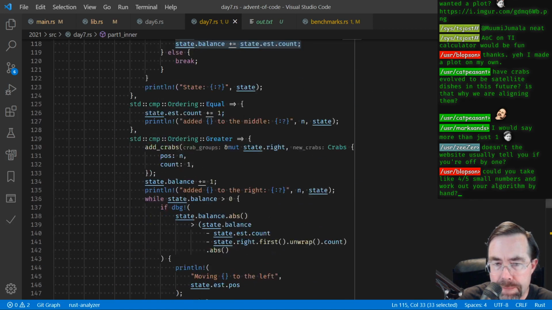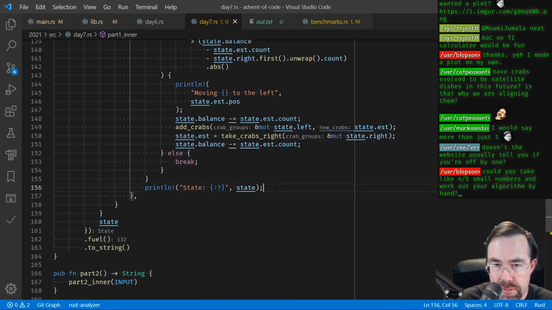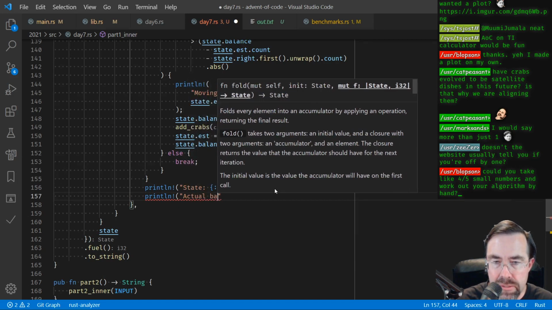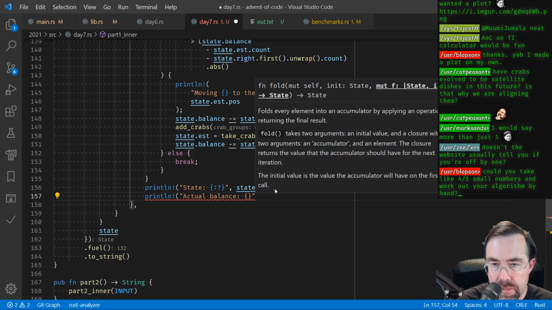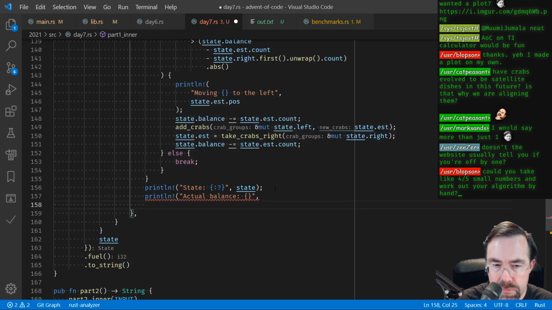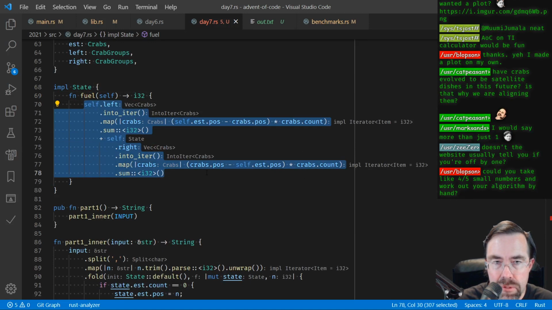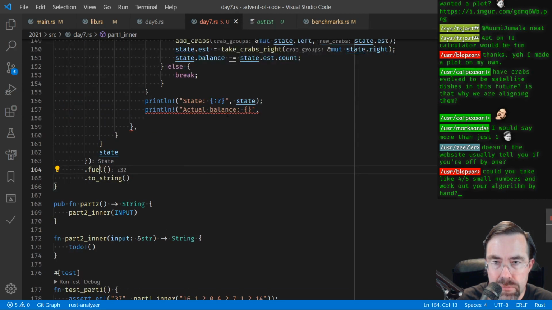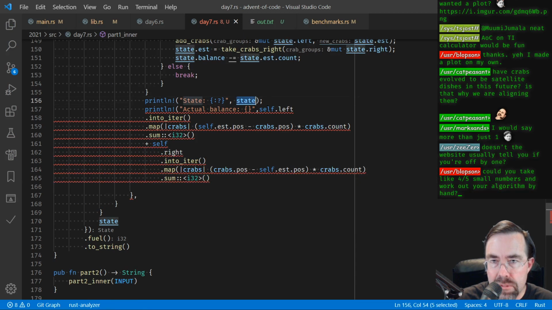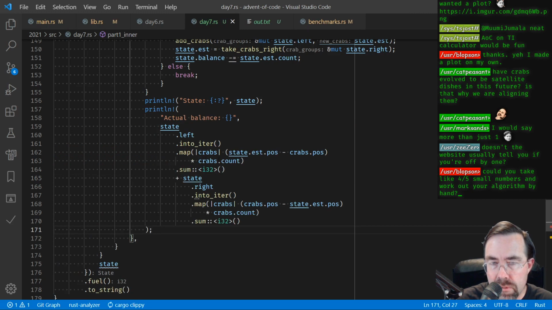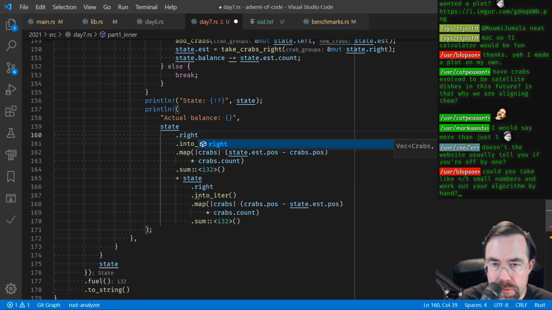Why don't I just do that to confirm? So we'll print down here actual balance is some number, right? Where it's going to be what fuel calculates, right? These ones. Actually, it is the difference between those. State. Right minus left.